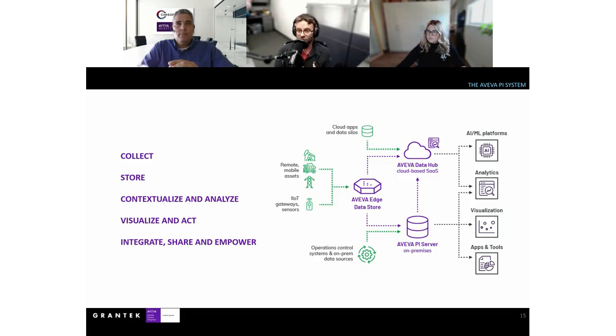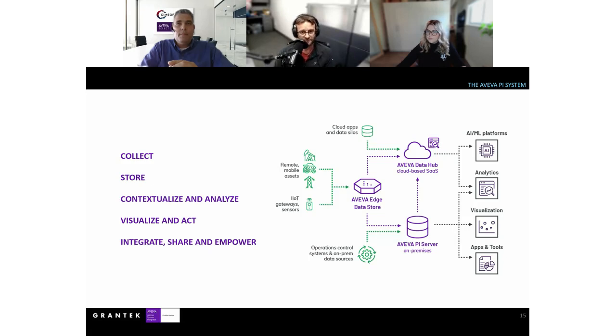The AVEVA PI server also gives us the flexibility to feed our data to a host of visualization, analytic, and other apps and tools to allow us to use that data and to start working our way up that pyramid that Alissa showed us at the beginning, to take the data and make it more valuable and let us make better business decisions so that we can save money, optimize our processes, learn, and make more money. So you want to jump to the next slide for me, Alissa?